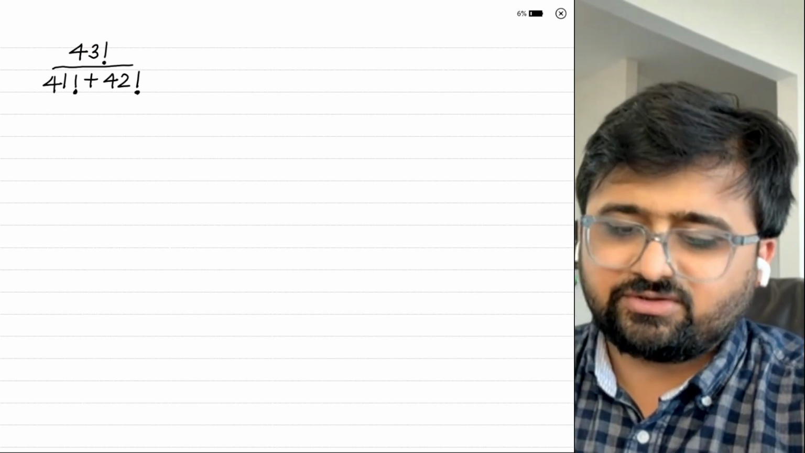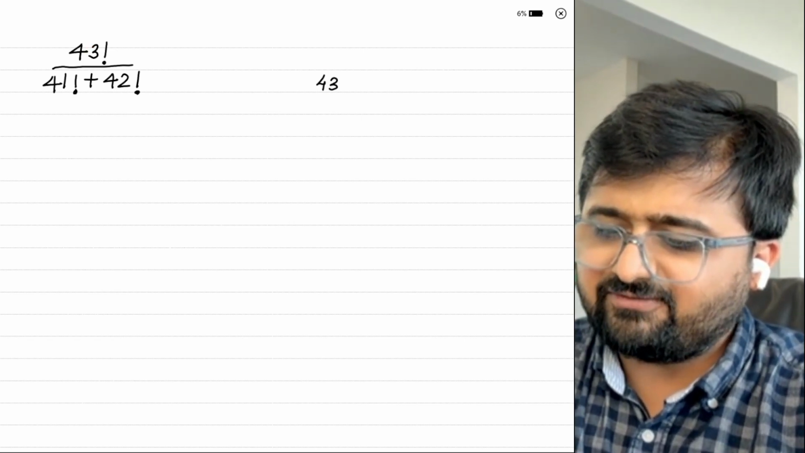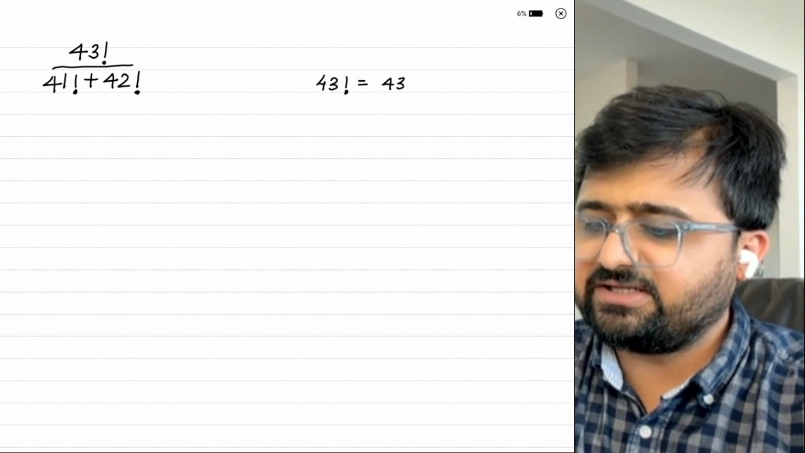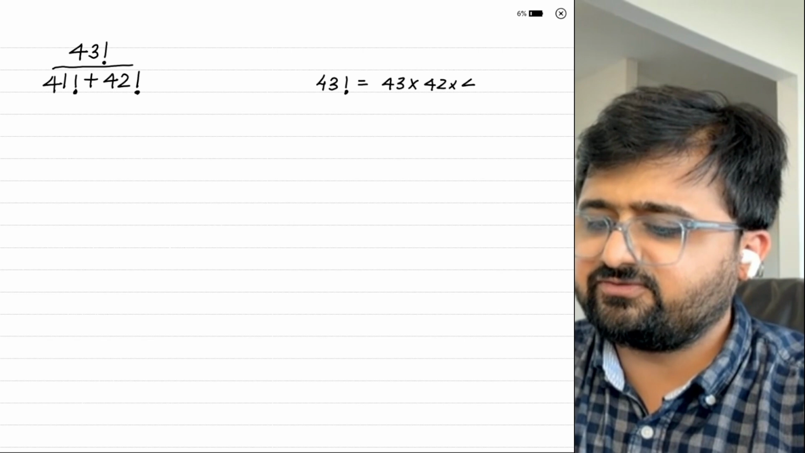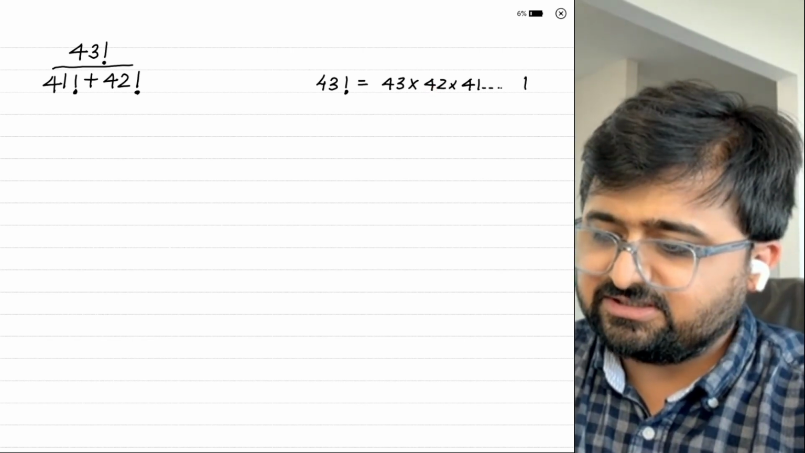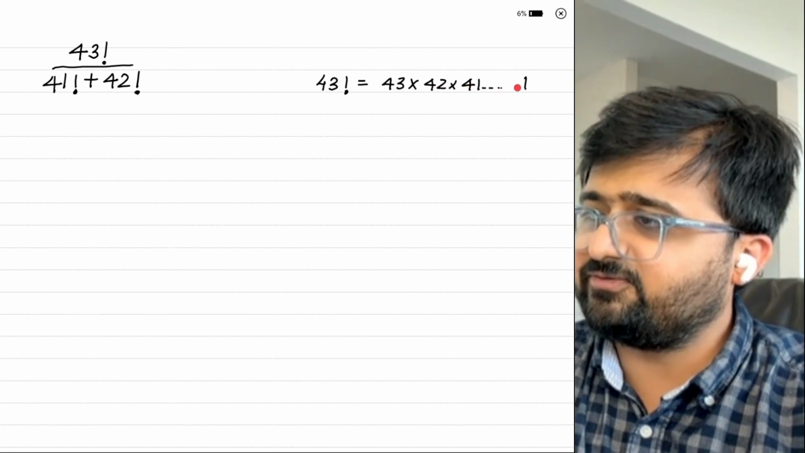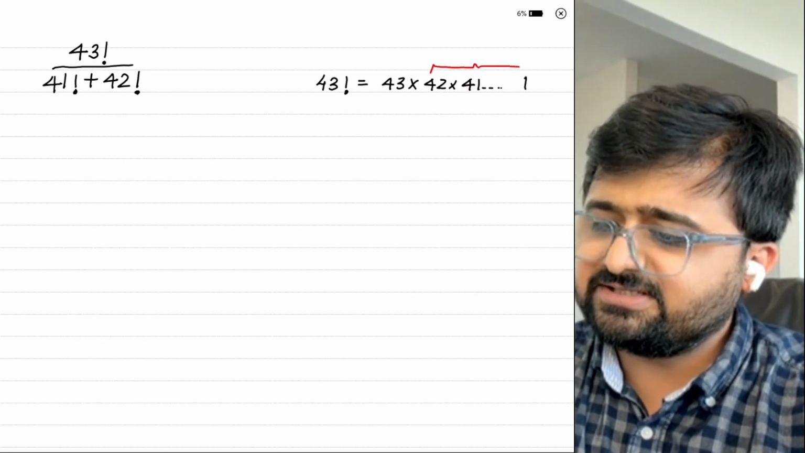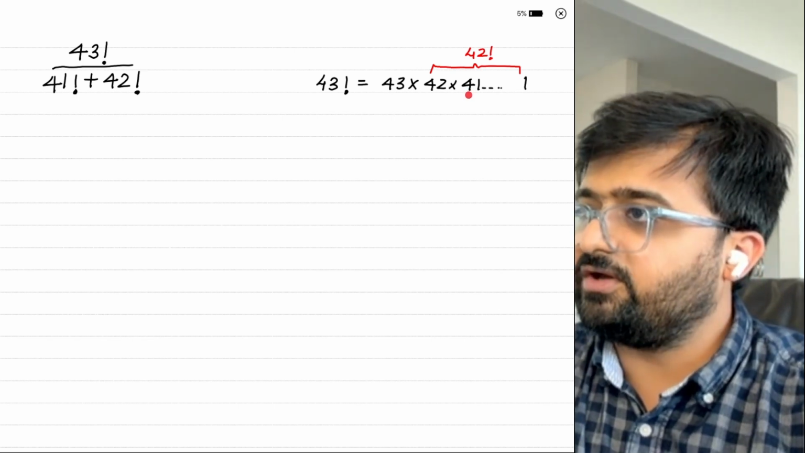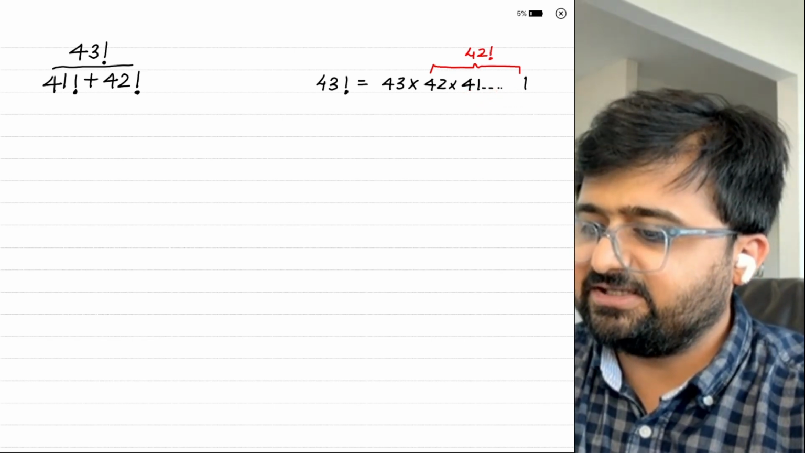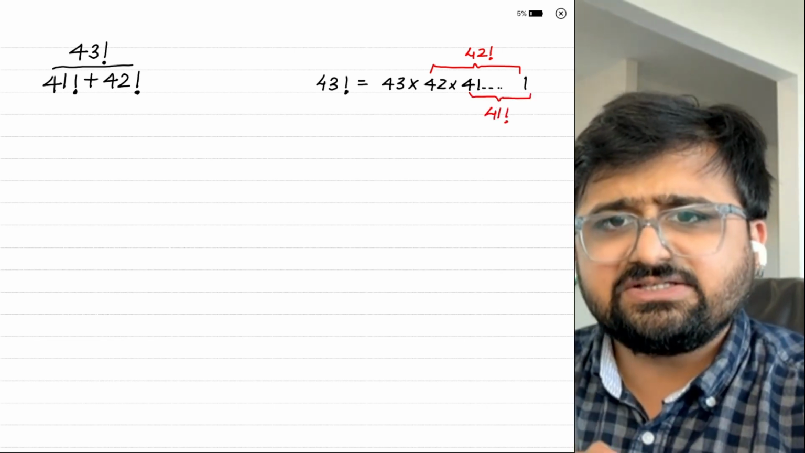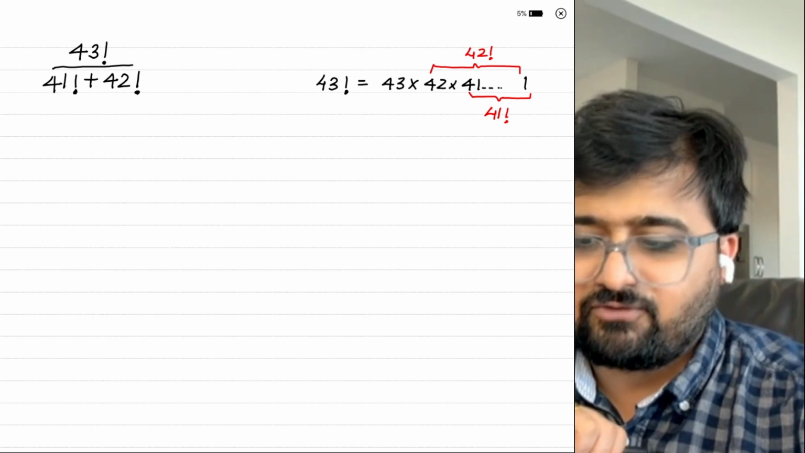Remember, let's take an example of 43 factorial. By definition of a factorial, 43 factorial is nothing but 43 times 42 times 41 all the way up to 1. If you notice the last portion of it, 42 times 41 times 40 and so on, this portion is nothing but 42 factorial, right? If you notice this portion from here, 41 times 40 times 39, this is nothing but 41 factorial. That tells you there are a few ways in which you can write 43 factorial.